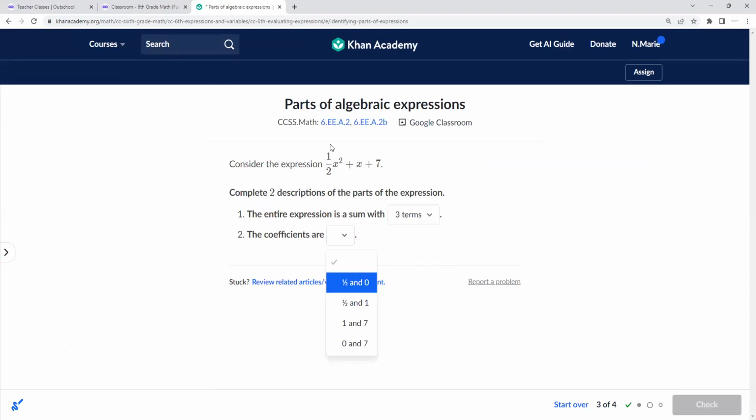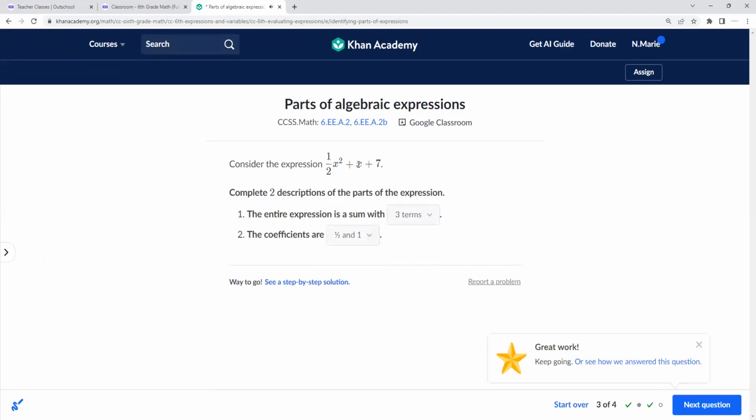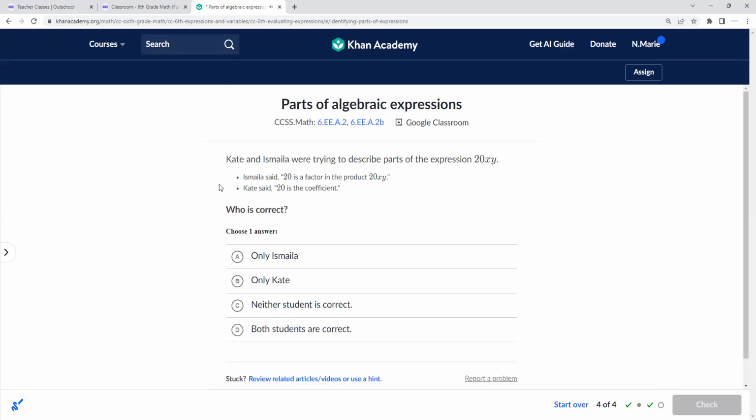The coefficients are 1/2 and 1. Even when you see a variable by itself, there's a 1 right in front of it. You just don't see it because we don't write ones in algebra. So anytime you see an x, yes, it means 1x, but no need to write the 1. It's technically 1x to the first power, but no need to write the ones.